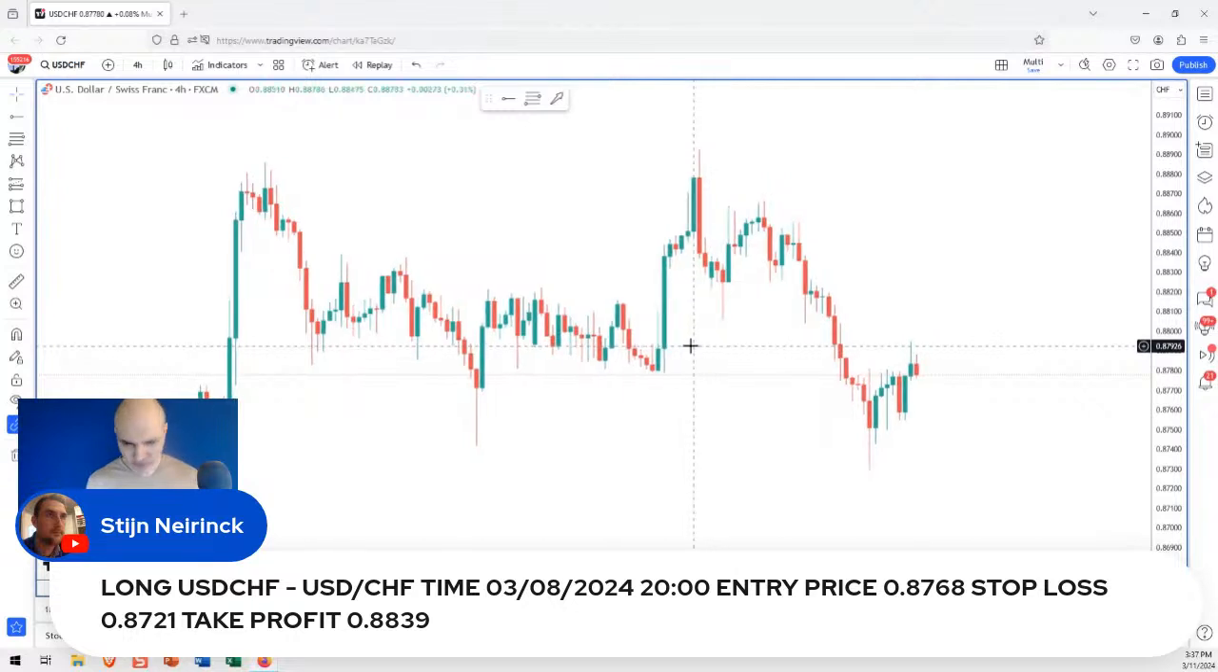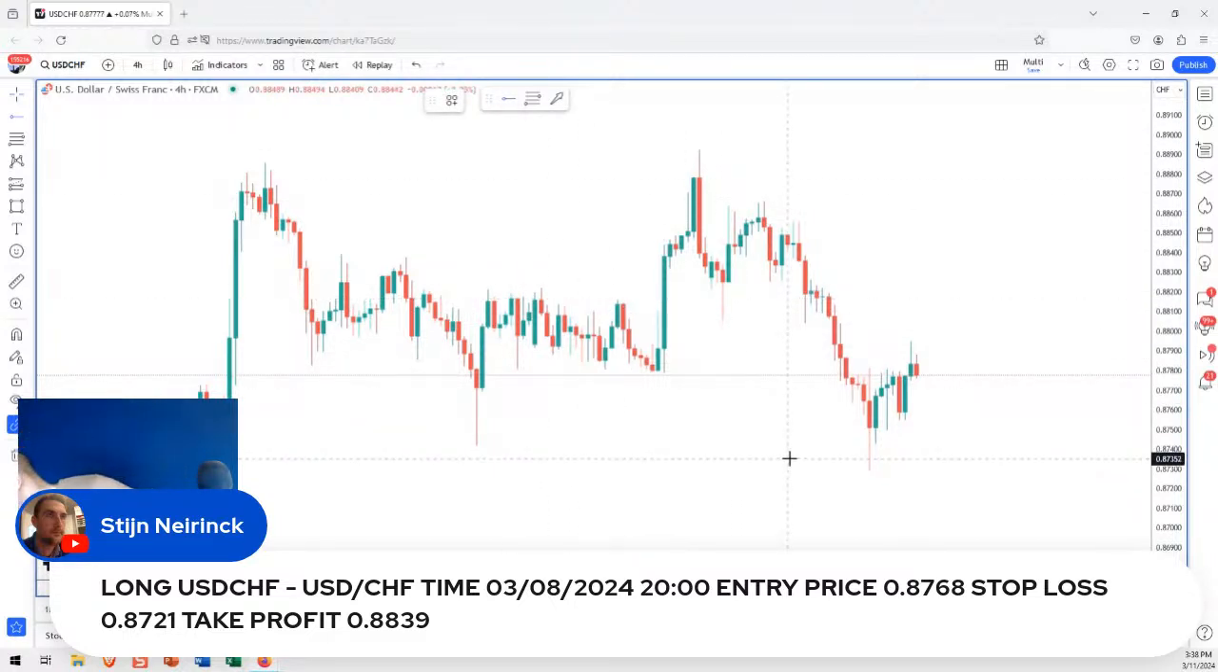Okay, so the entry. Let's start with the stop loss real quick. 87.21. I've got to show this to you because the key to this is the management. So 87.21. Where are we here? 87.35.